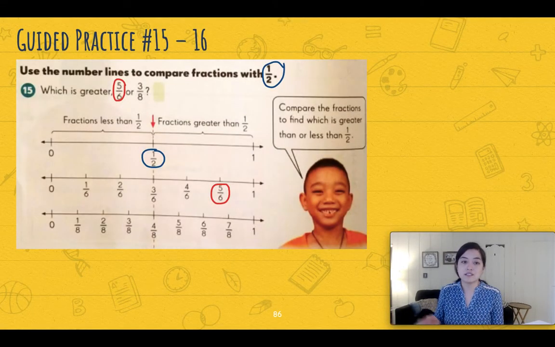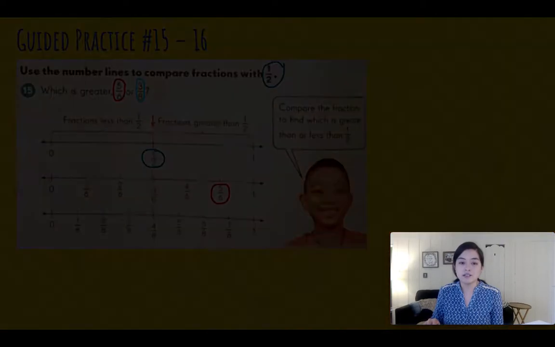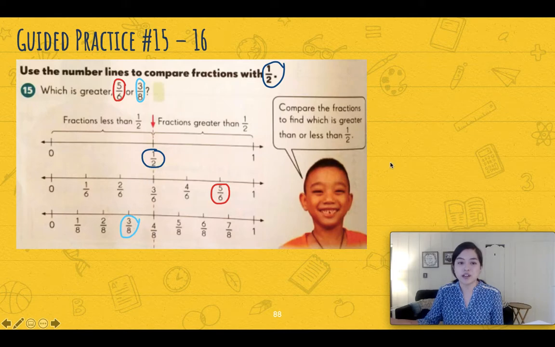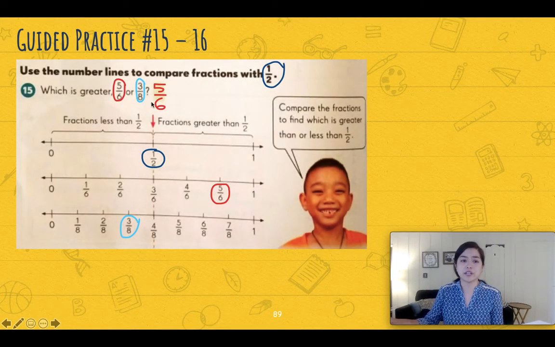There it is. Now let's look at our fraction here, 3/8. Okay, that refers to our last number line because that's divided into 8 parts. Can you find 3/8 on the third number line? There it is. Okay, so now I see that 5/6 is greater than 1/2. 3/8 is less than 1/2. So which is greater, 5/6 or 3/8? 5/6 is greater.